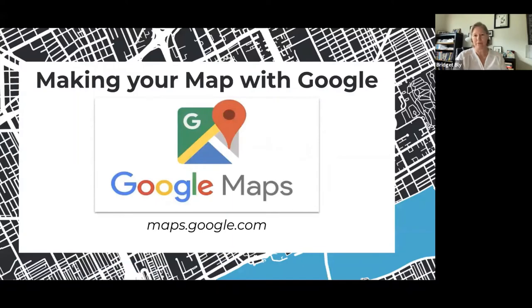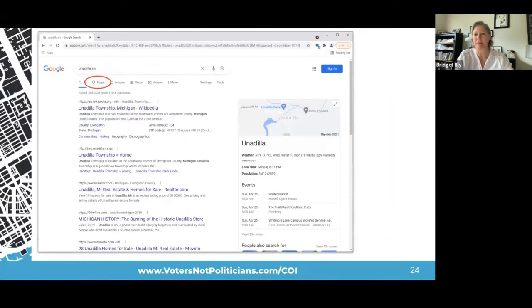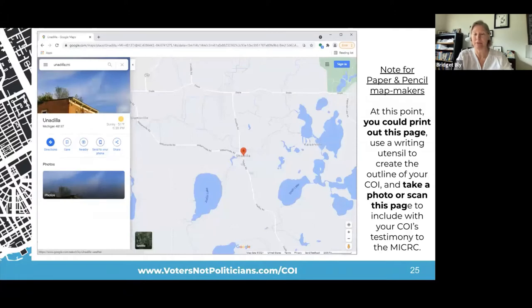So an alternative you could do is making your map with Google Maps. A lot of people are familiar with Google Maps. Maybe you've made directions to your house for someone. All you have to do is enter into a Google search bar the name of a place, Unadilla, Michigan, and click Maps. And there it is. At this point, if you're planning to draw a paper and pencil map, you could print this map out, highlight it, mark on it with a pen, and submit that as a paper map to the ICRC. But you can do a lot more with Google.